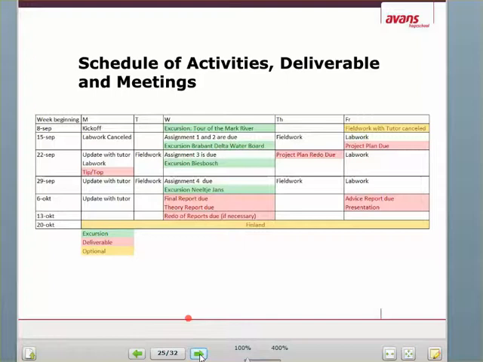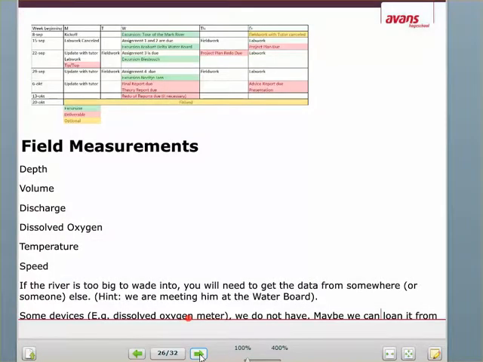All right, so that's the basic schedule. Okay, so the field measurements, as I mentioned before, a lot of the things that you can do in the field are depth, volume, discharge, dissolved oxygen, temperature, speed. I know how to do this, but I would be a poor teacher if I just told you how to do it. You guys are old enough and wise enough to Google to find out how to do these things. And if you are really stuck and you say, Nathan, I really don't know how to measure the speed of a river, I'll tell you how.